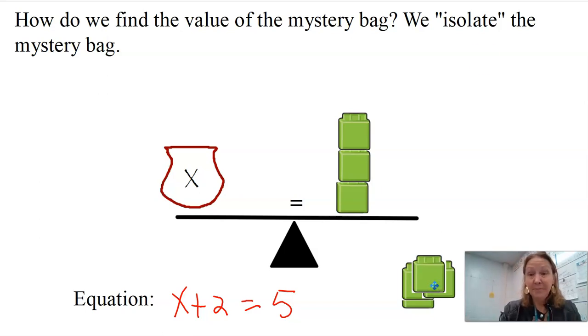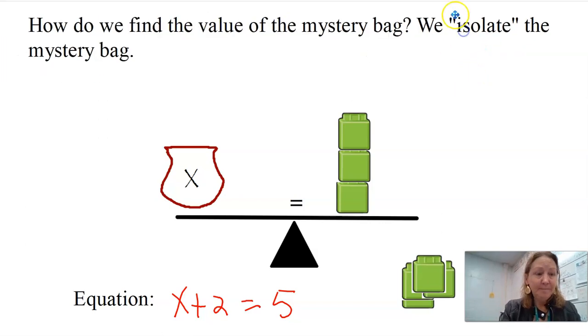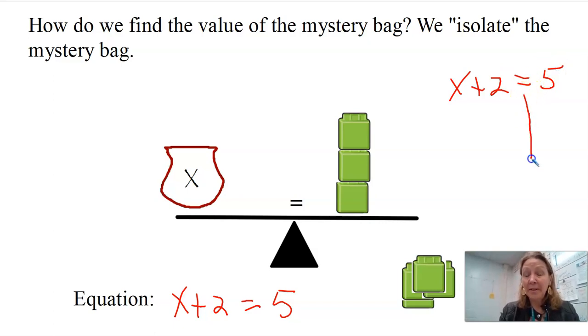So here's what I want to do. I'm going to write x plus 2 equals 5. And what I'm going to do is draw this balance scale right where the equal sign is, and I'm going to take 2 away from the left side and 2 away from the right side.